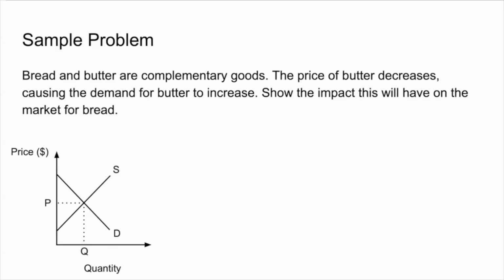And since bread and butter are consumed together and the demand for butter increased, that means that the demand for bread will increase as well, which means a rightward shift of the demand curve because at each possible price, the demand for bread will be higher than it previously was. All right, and then now make sure you label these as P1 and Q1 respectively to show that they're the new equilibrium.